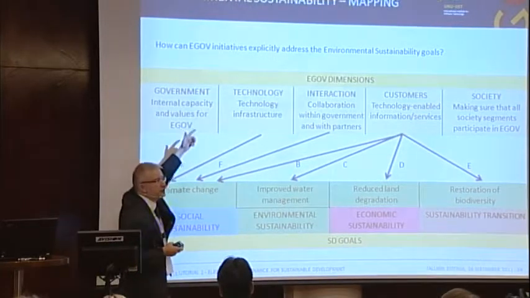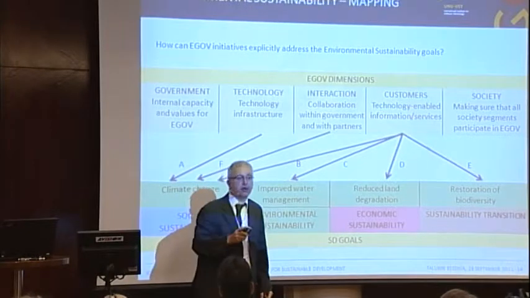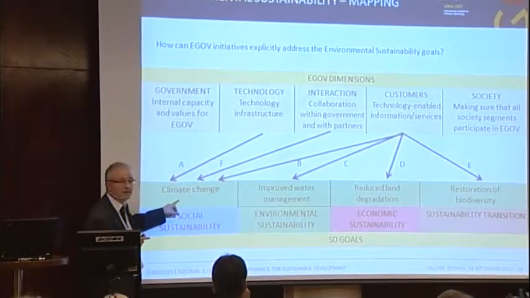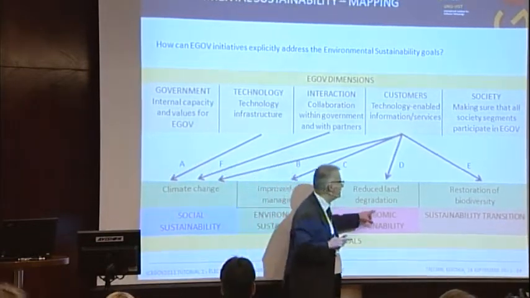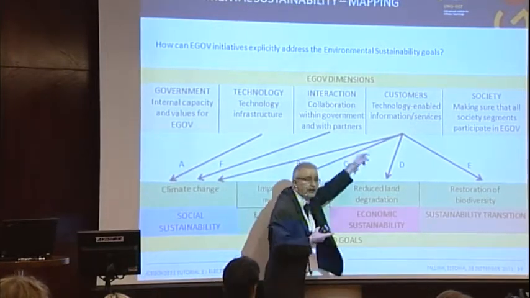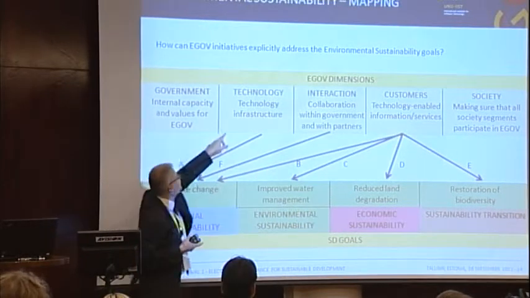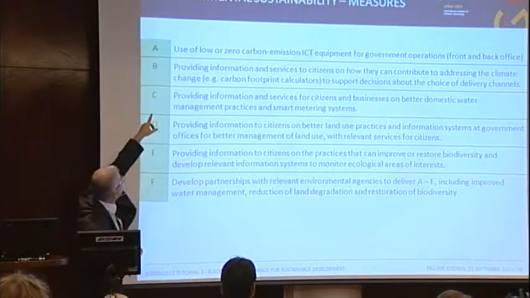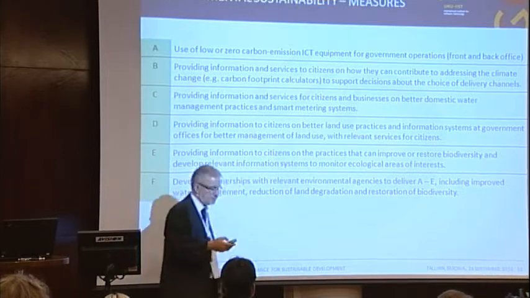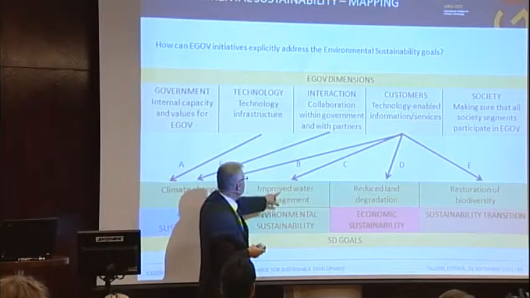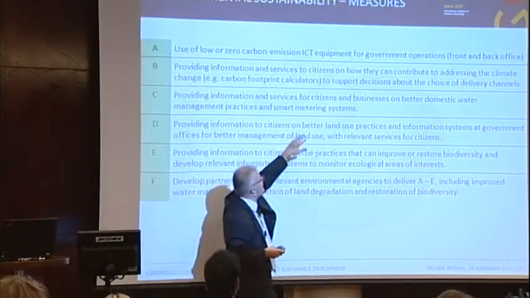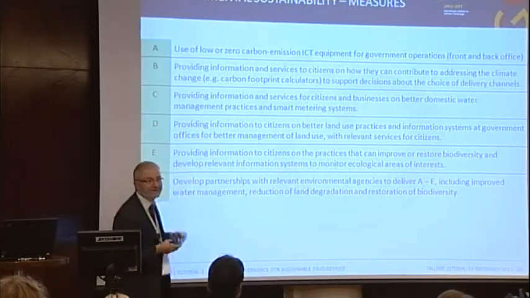Here we're asking the question, how can ICEGOV initiatives explicitly address the environmental sustainability goal? And again, we are expanding the environmental sustainability goal into objectives like climate change, improved water management, reduced land degradation, and restoration of biodiversity. And we're looking at the opportunities that ICEGOV dimensions create for the fulfillment of those goals. For instance, how technology can help in climate change. So we look at the use of low or zero carbon emission ICT equipment for government operations, both front and back office. Or improved water management through technology-enabled services, providing information and services to citizens and businesses on better domestic water management practice and smart metering systems.